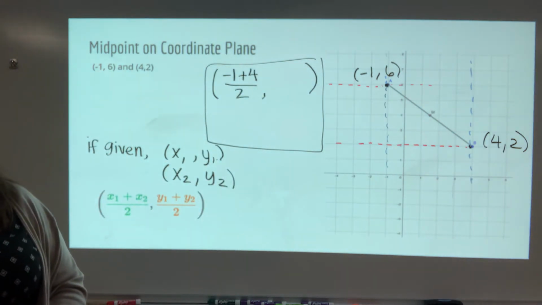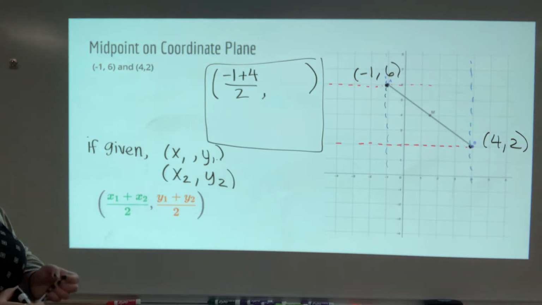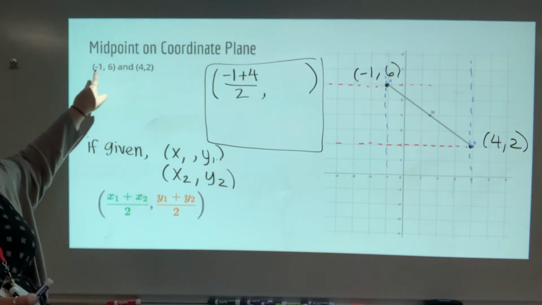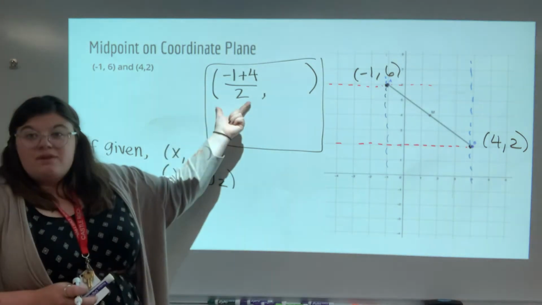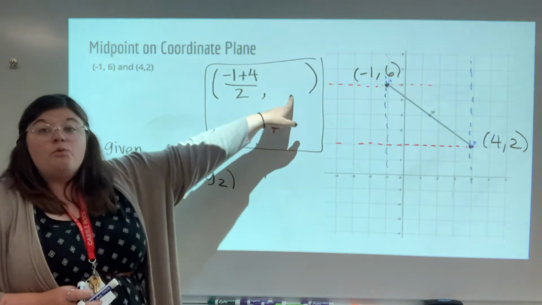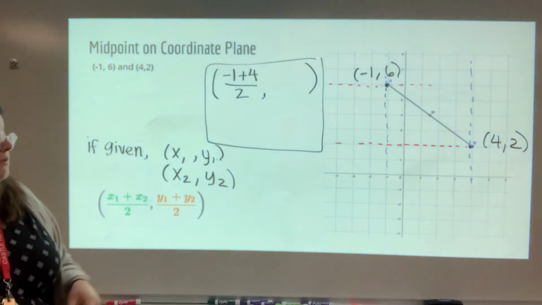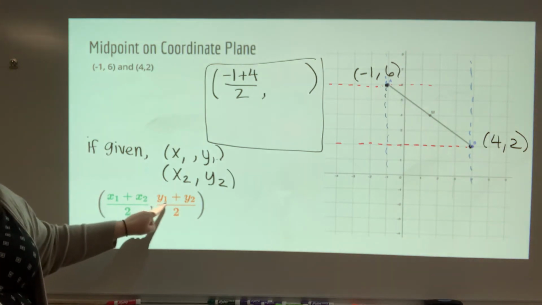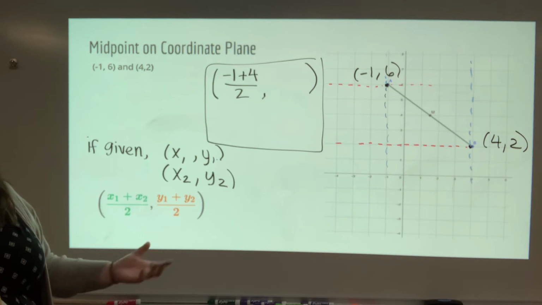So -1 plus 4 divided by 2. Again, I'm getting this information from the original x-coordinates that I was given in the problem. All right, and we'll do some math with that to work that out. The y-coordinate for my midpoint: here again, I just took my y-coordinates from my original points, added them together, and divided by 2.